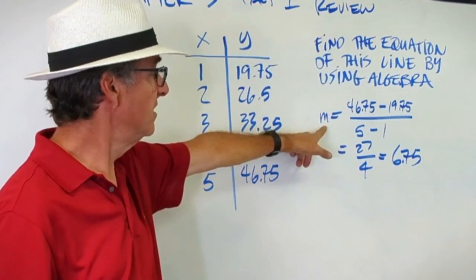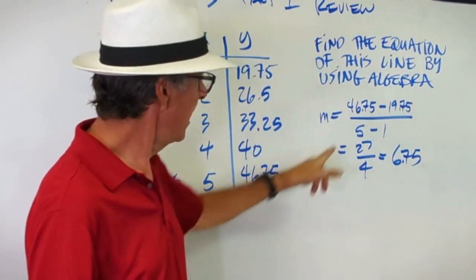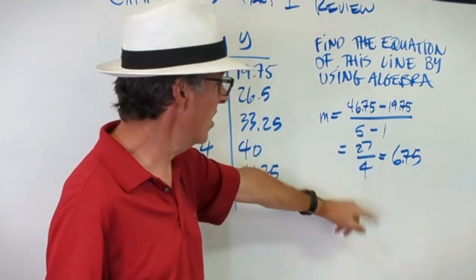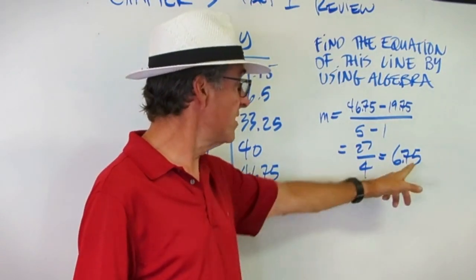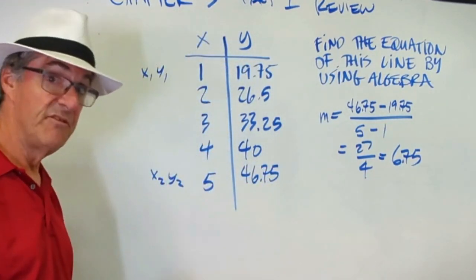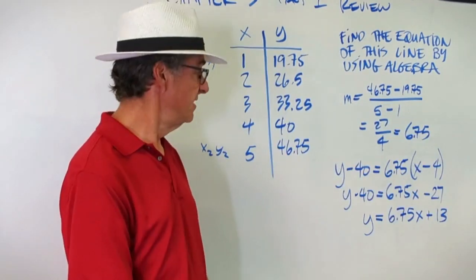Here's my plug-in for my 2 points, my x1, y1, my x2, y2. I just plugged them in there, following the formula, crunched my numbers, got 27 over 4, which reduces down to a decimal of 6.75. Either one of these are okay for your equation. Now, pause the video and do the next step. Let's see how you did.